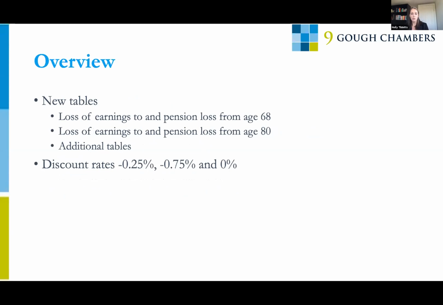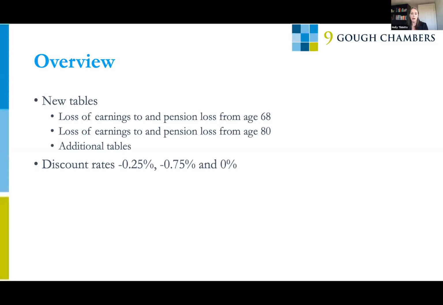What else will you notice on first looking at Ogden 8? Well, there are new tables. We've gone up from 28 tables in Ogden 7 to 36 tables in Ogden 8, and that is due to the addition of tables for loss of earnings to and pension loss from both ages 68 and 80. Obviously, the age 68 tables are particularly useful in light of statutory retirement age going forward. There are also new additional tables in addition to the 36 main tables, and I'll come on to explain those in a few minutes.